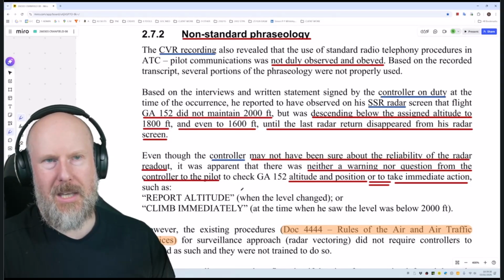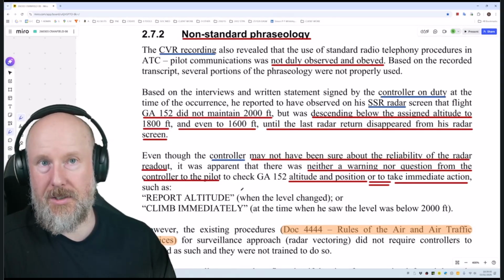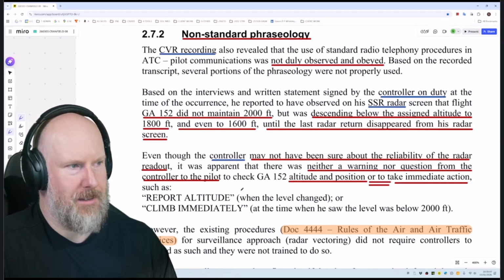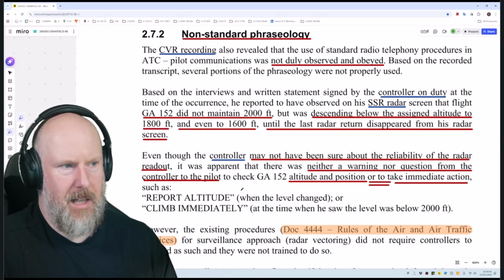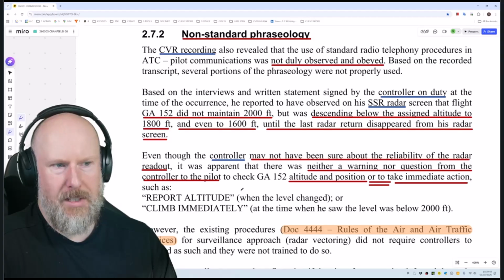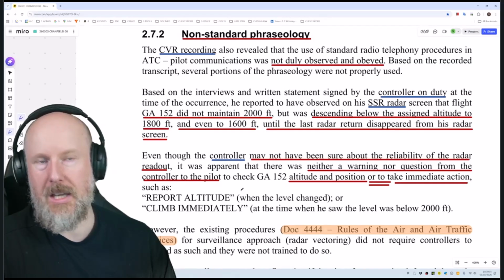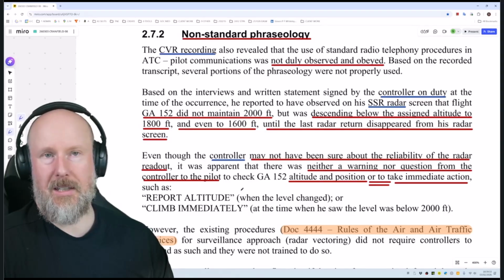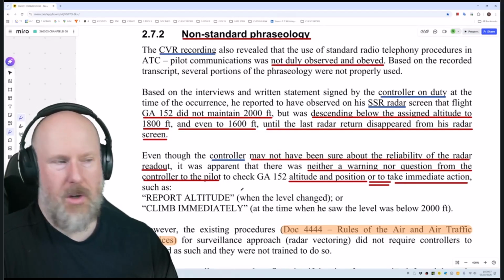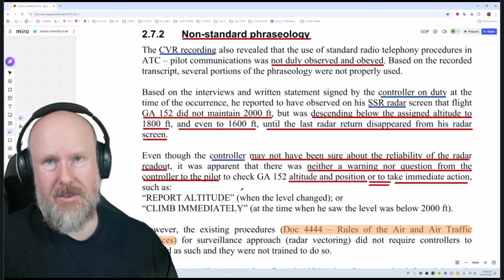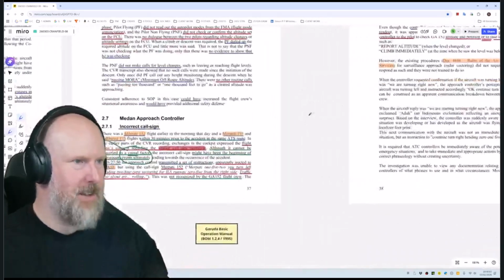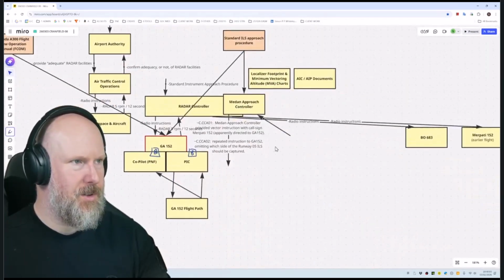And so, of course, we shouldn't be talking about those as unsafe control actions as we would if we were doing an STPA. We might talk about these as contributory control actions, such as not providing a report altitude or not providing a climb immediately at the time when he saw the level was below 2,000 feet. So of course, as part of the investigation, we'd want to work out, well, why was that? Why did they not provide those control actions? Why did it make sense to them in their context not to do that? So let's add those to our control action list there.